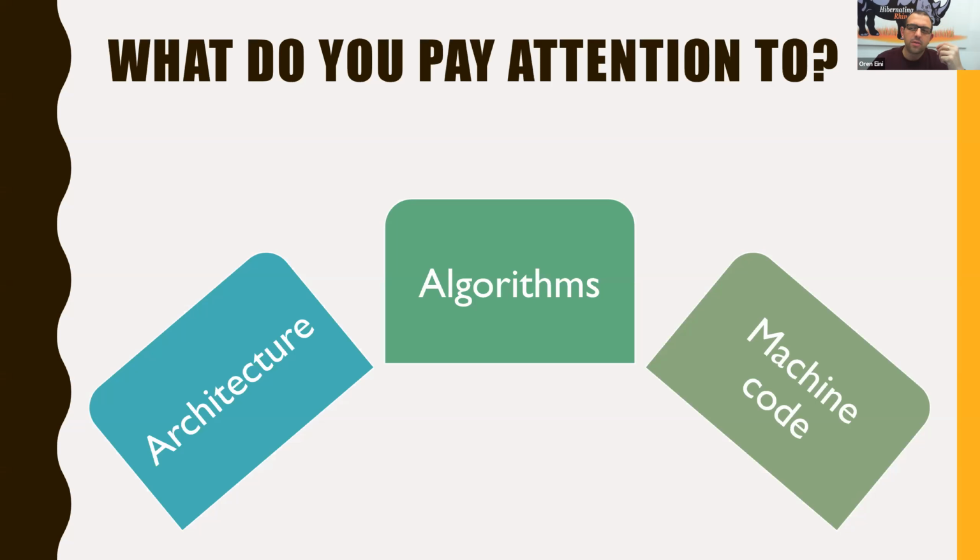The other side of things seems obvious, but it's actually quite interesting. This is what sort of algorithms and approaches do you use? And finally, it gets to the point where, okay, I have the right architecture. I have the right algorithm. Now I have to be able to take that and translate that into the most efficient code possible.